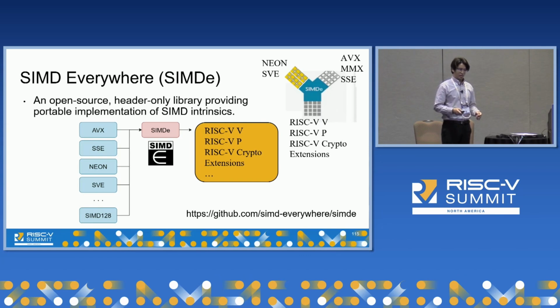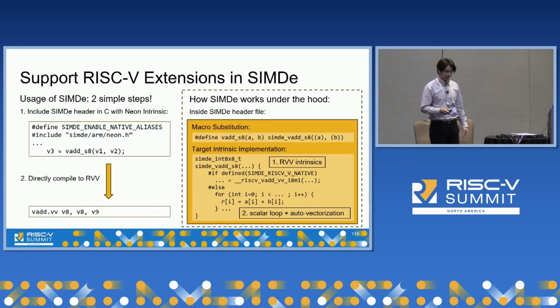SIMD Everywhere is an open source header-only library which provides portable implementations of SIMD intrinsics. It already supports different popular SIMD intrinsics like x86 AVX intrinsics and also the ARM Neon intrinsics. We further enhanced it to convert the Neon intrinsics into RISC-V SIMD intrinsics, including the vector extensions and also the vector crypto extension, and in the future, probably the RISC-V P extension.